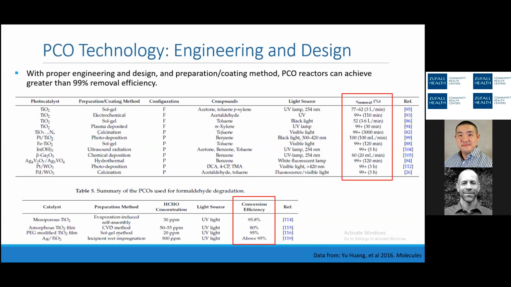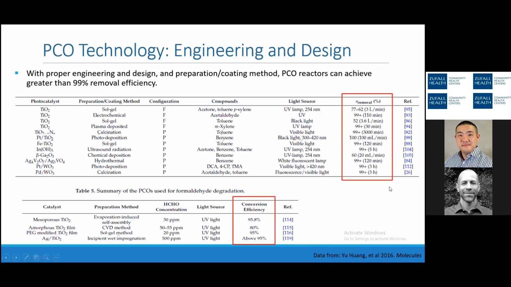Here is just a collection of some studies that use different types of PCO reactors. You can see there's different types of catalyst here. Many have been incorporated with different types of metal ions that make the titanium dioxide more effective. We see that there's a lot of detail in terms of the preparation and the coating method to put the catalyst on the substrate or the PCO reactor.